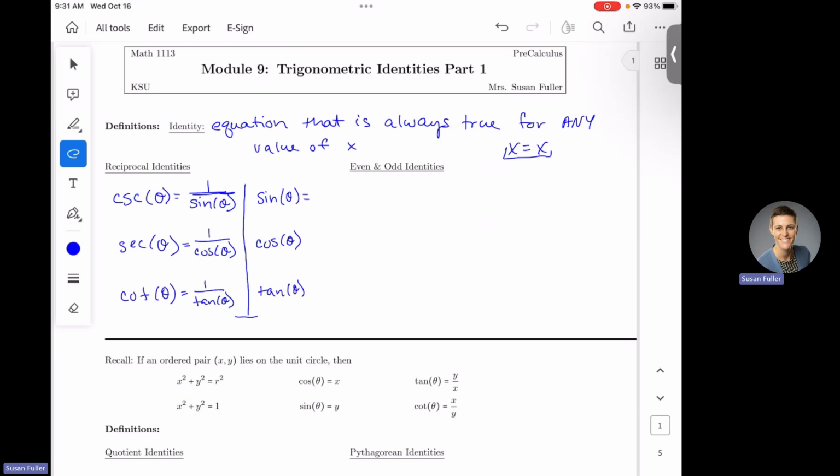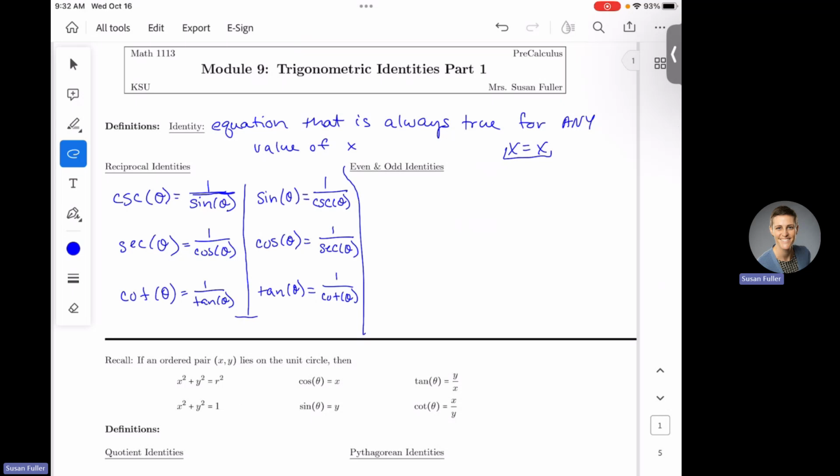Sine is the reciprocal of which function? Yep, it's the reciprocal of cosecant, just the same way that cosecant is the reciprocal of sine. So we can write that sine is 1 over the cosecant of theta. We can write that cosine of theta is the reciprocal of, yep, secant theta, just the way that secant is the reciprocal of cosine. And we can write that tangent is the reciprocal of cotangent of theta, just the same way that cotangent is the reciprocal of tangent. Okay, those are our reciprocal identities. We have 6 of them.